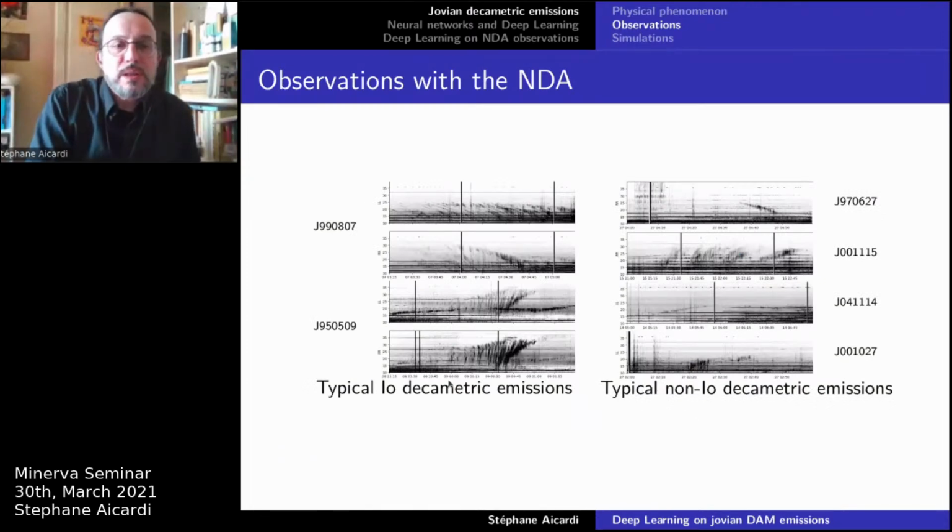Here are some typical emissions. We have here Io emissions. On a single observation, we have here an Io-A emission, here Io-C emissions, and here we can see the counterpart of the Io-C emission in the right-handed polarization. Here there are Io-B and D. And here are non-Io decametric emissions, non-Io A, B, C, and D.